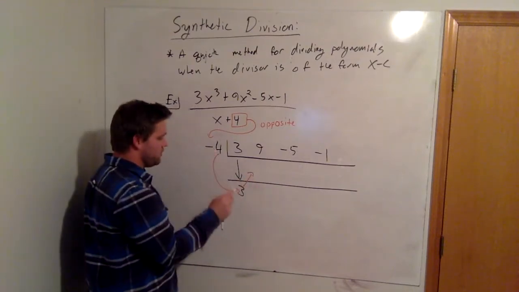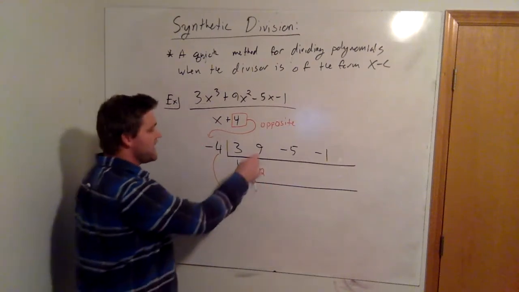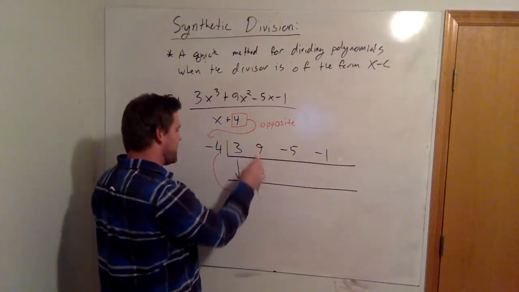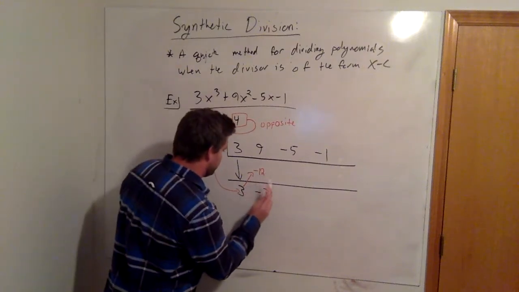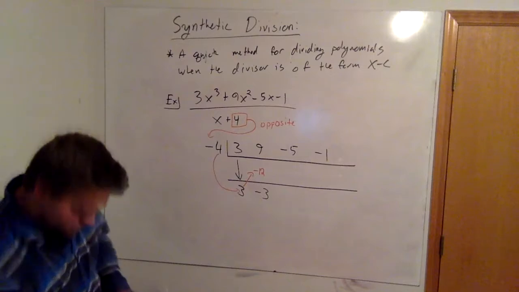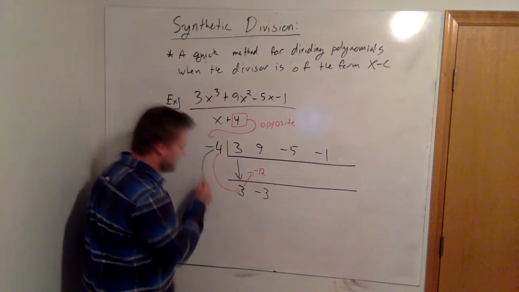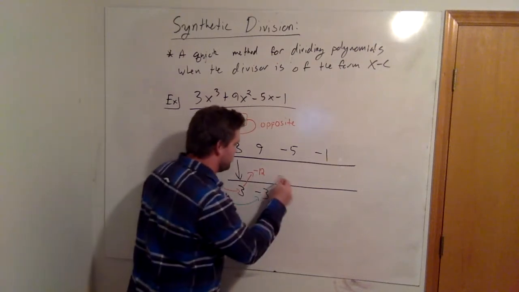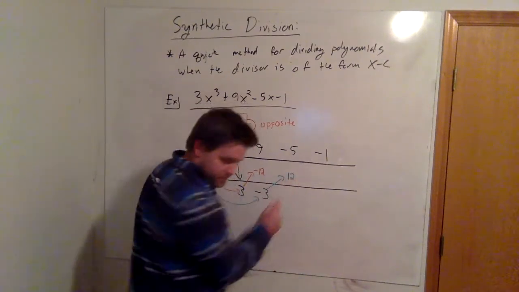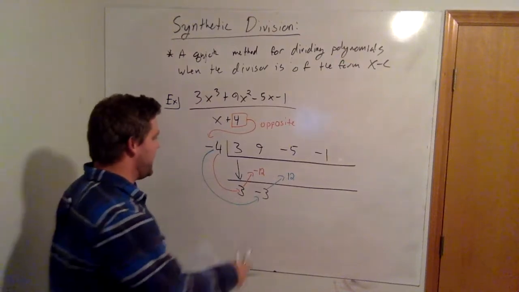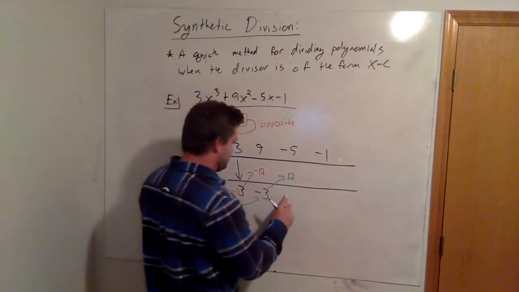So negative 4 times 3, we get negative 12, and we're now going to add these together. So 9 minus 12, we get negative 3. So I'm going to put a negative 3 right here. Then we take the negative 4 and multiply it by the negative 3, and put the result right here. So negative 4 times negative 3, we get a positive 12. And then we add these together. So 12 plus negative 5, we get positive 7.